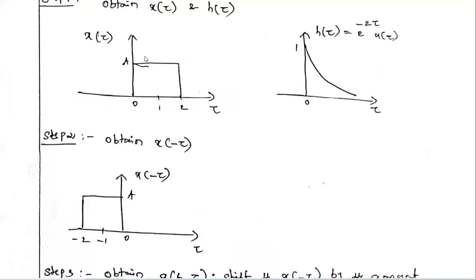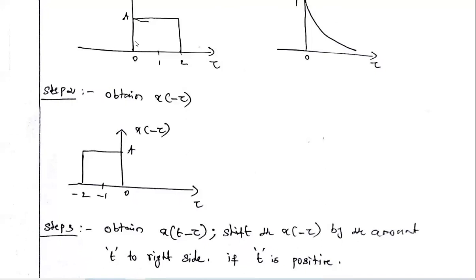What is x of minus tau? For this x of tau graph, we have to take a time reversal or folding. What is meant by folding? I already told you, it's a mirror image. X of minus tau is a mirror image of x of tau. If you place a mirror here, this graph is shifted to the negative side. So you see, this is x of minus tau. This positive rectangular pulse has changed to the negative time axis. For the time -2 to 0, the amplitude is A. For positive time, the amplitude is 0. So this is x of minus tau.